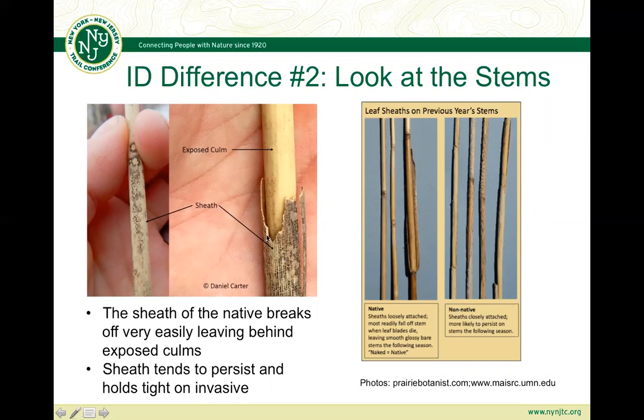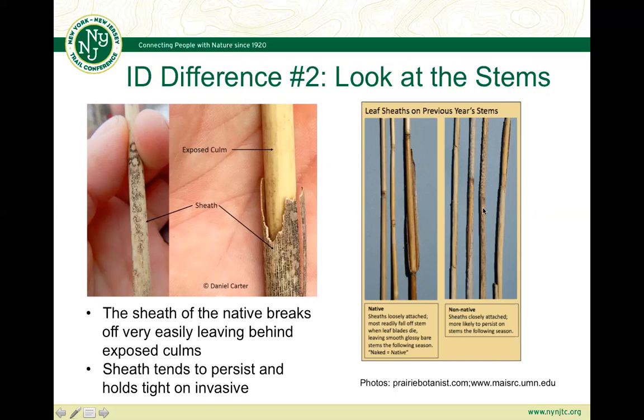The sheath of the native Phragmites tends to break off very easily, leaving behind the exposed culms. At this time of year, it may be that the sheath of the native has fallen off. Or if it hasn't, there's a huge gap. Look at this picture here of the native. You see that big gap between the sheath and the culm in the middle here? So if you're finding big gaps between them, or most of the sheath has fallen off, you're probably looking at the native species versus the invasive Phragmites.